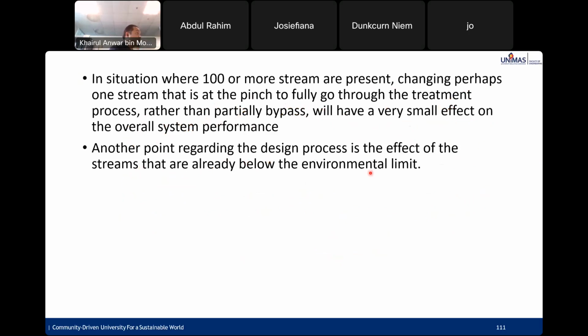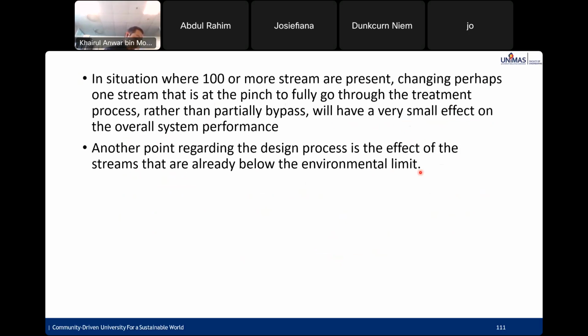Another point regarding the design process is the effect of the streams that are already below the environmental limit. What I have shared with you is theoretically based on the design rule: the stream at the pinch must be partially treated.